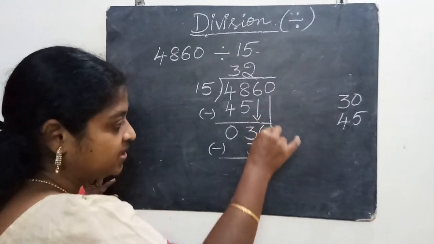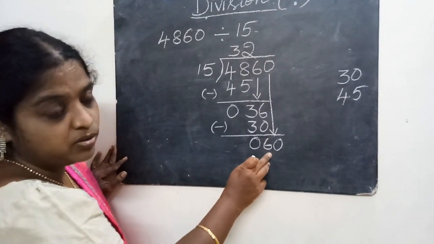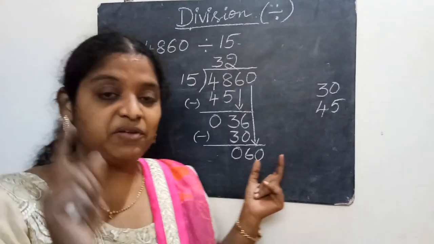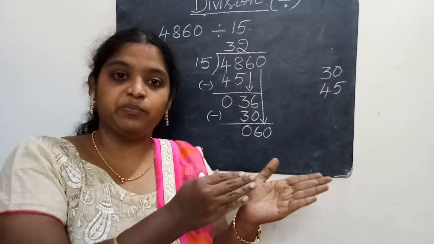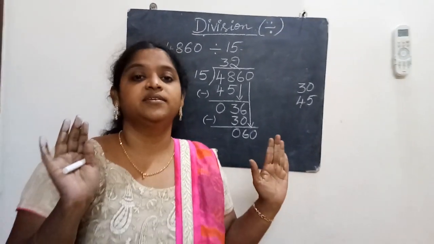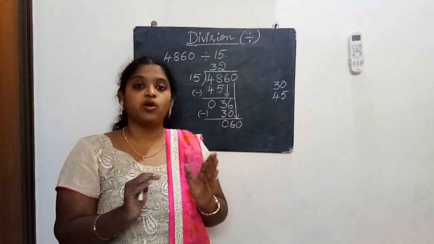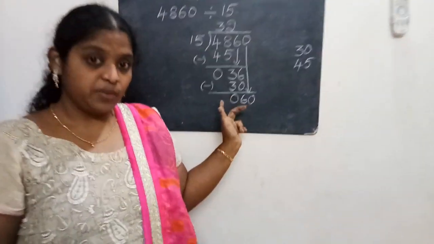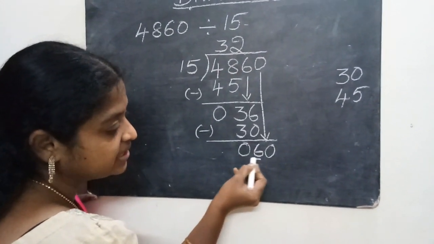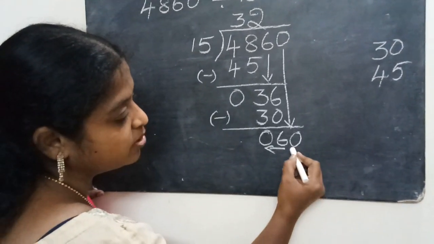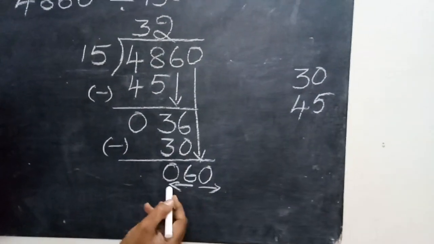Now 6 is not there in the 15th table. So as we know, we should take another digit, that is 0. So what is the total number now? 60. And I want to explain one more thing. If 0 is there before the number, that 0 is not valid. If 0 is there after the number, that 0 you have to count. See here, 060 means one 0 is before this number and another 0 is after this number. So the 0 before the number is not countable.